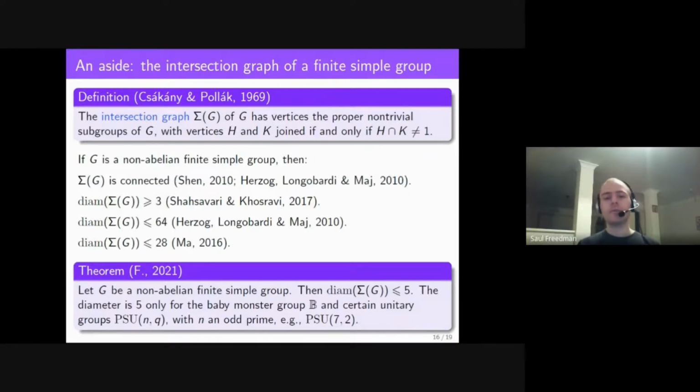So any non-abelian simple group G, in the finite case that is, has a diameter of at most 5. And the diameter of the intersection graph is equal to 5 only for the baby monster group, that is the second largest sporadic simple group, and also for certain unitary groups PSU_n(q), where n is an odd prime. For example, PSU_7(2). So this right now is the only example of a unitary group that I know of where the diameter is 5. There are also examples of unitary groups where the diameter is 3 or 4. So it's currently an open question to determine which of these groups has diameter 5, or indeed which have 3 and 4.